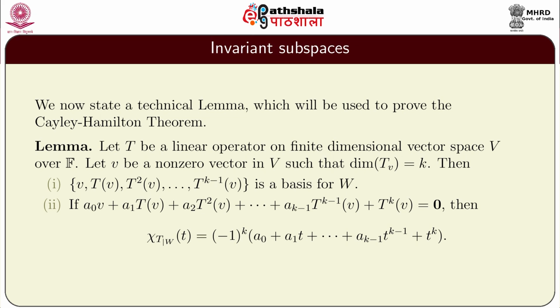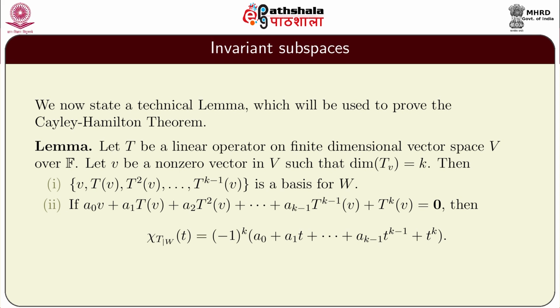Then the first part says that the set of vectors V, T V, T square V and so on, T to the power k minus 1 V is a basis for the subspace T V, and if we take this non-trivial linear combination of the vectors V, T V, T square V and so on up to T k V, such that A0 V plus A1 T V plus A2 T square V and so on A k minus 1 T to the power k minus 1 V plus T k V is the 0 vector, then it can be proved that the characteristic polynomial of the restricted operator, that is chi T restricted to W, is nothing but minus 1 raised to k multiplied by A0 plus A1 T plus A2 T square and so on A k minus 1 T to the power k minus 1 plus T to the power k.